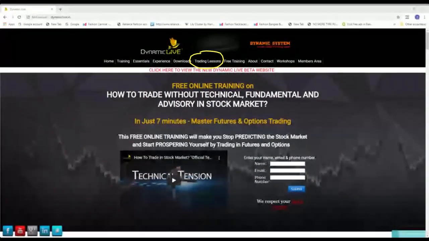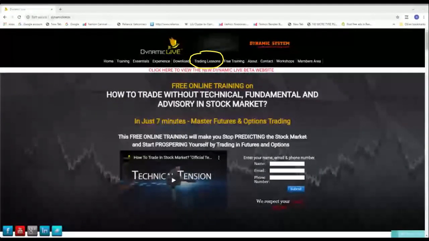Now some of the mails that you're getting, the mail has come after the trade is over. That mail is to show that if you had traded as per Dynamic Live Intelligence, in this stock today, you could have gained so and so. But then here is another mail. If you go through this trading lesson, you will find it, and this also comes, you will start getting it.